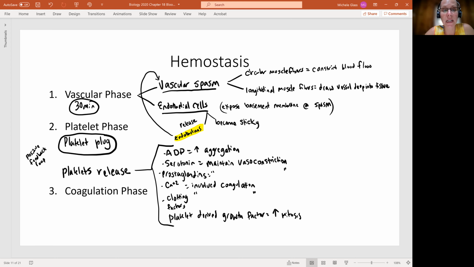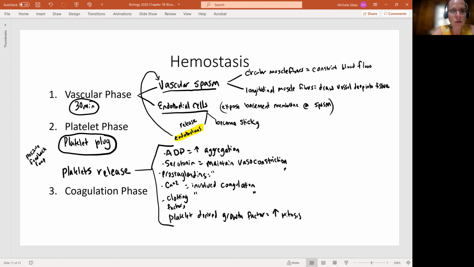So that leads us directly into the platelet phase, where as those platelets begin to pass through this particular area, they become sticky and they begin sticking to each other and sticking to the vessel, forming the platelet plug. And we see a positive feedback mechanism where the more platelets you have, those platelets release factors that bring more platelets to the area and just perpetuate this whole process. Keep it going, keep it going. And so we have several of these mentioned here.